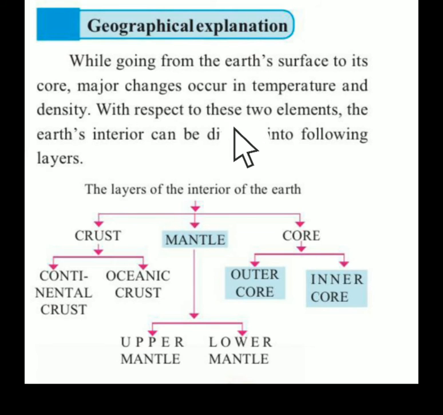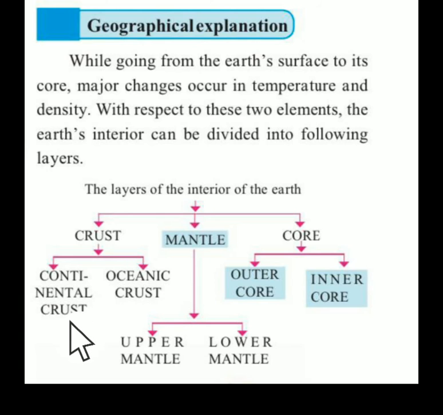With respect to these two elements, the earth's interior can be divided into the following layers. That is, with respect to temperature and density. So when we see changes in temperature and changes in density, we can divide the earth into various layers. The first layer, my dear students, is the crust, then we have the mantle, and then we have the core. These are the three main layers. Then each of these layers is further subdivided into various layers.